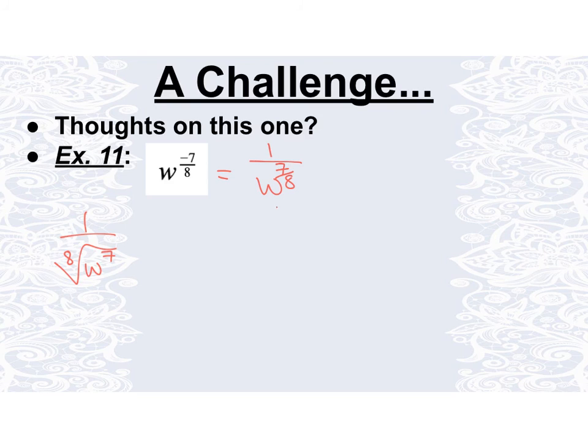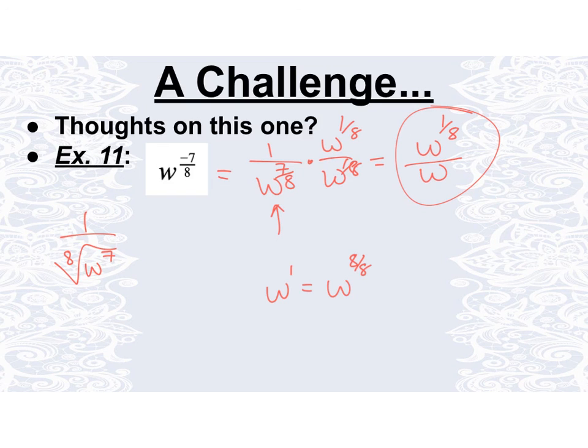I think it's easier to think about it in fraction form. And basically, I want to get a whole w in the denominator. So I want to get just w, which is w to the 1, which is w to the 8/8. So I need to multiply top and bottom by w to the 1/8. Because remember, when I'm multiplying, I'm adding my exponents, so I'm going to end up with w to the 1/8 over w.